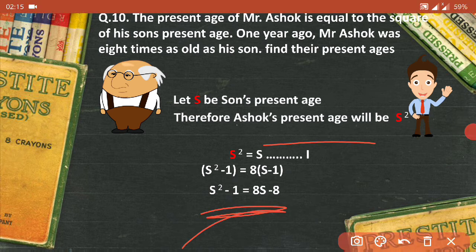clear-cut quadratic equation, and we can solve it by either factorization, quadratic formula, or completing square method if it works out over here, and we can find out son's present age and his father's age too.